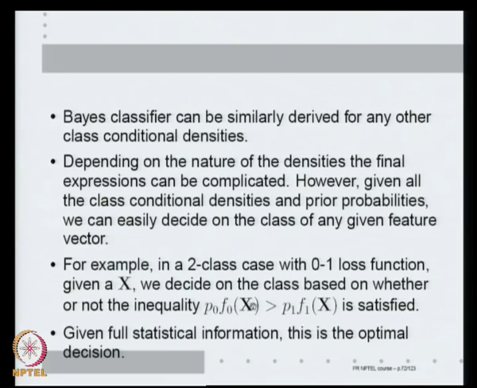Given full statistical information, the Bayes classifier is optimal and we can always implement it. Because the next question is, who will give us the full statistical information? As I said earlier, we will see later on in our coming lectures how we can estimate the class conditional densities and hence posterior probabilities given the training data.